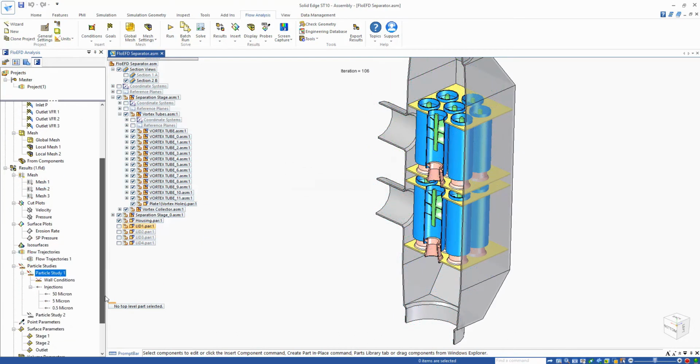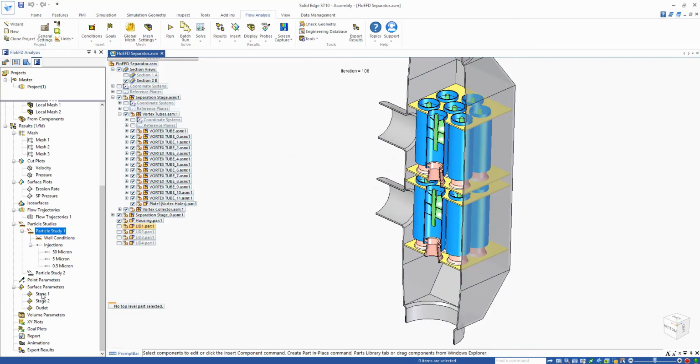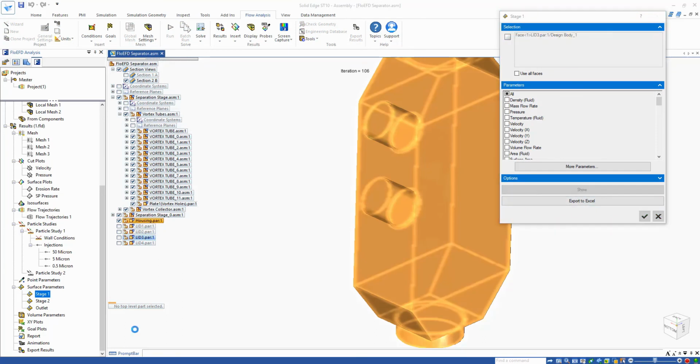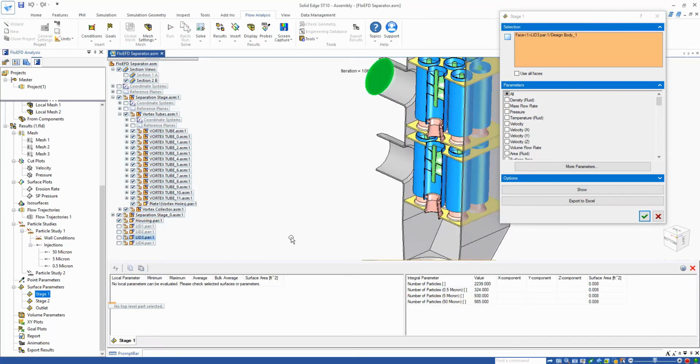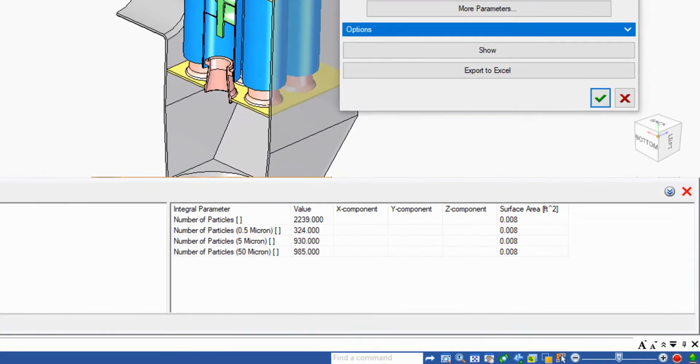The way to visualize that is to use surface parameters. So if we look at our stage 1 and actually show what that looks like, in stage 1 we're removing 98.5% of the 50 micron, 93% of the 5 micron, but in the 0.5 micron we're only removing 32.4% of those particles out of 1,000.